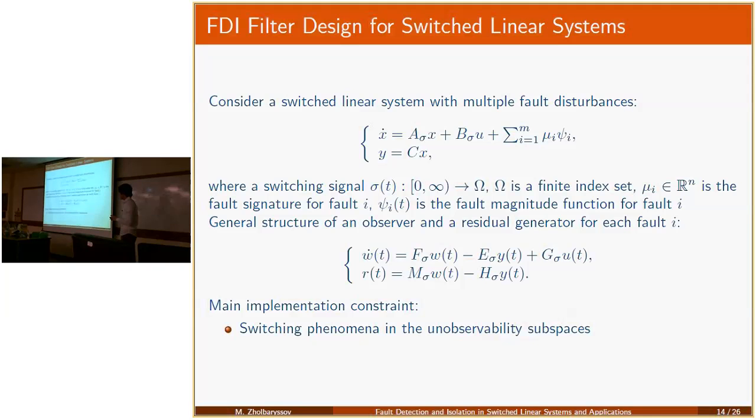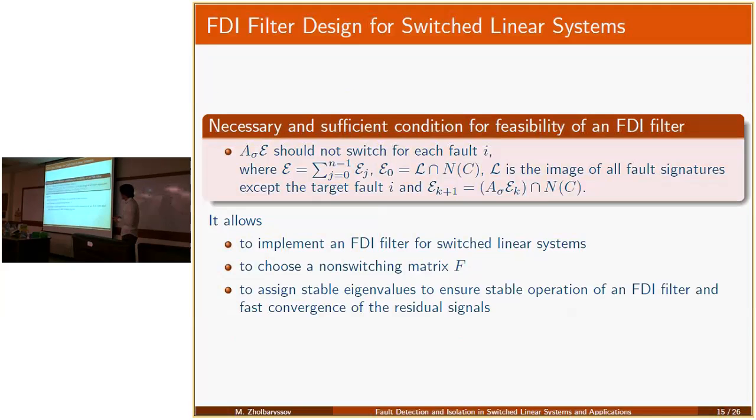And this causes one big problem, the switching phenomenon in the unobservability subspace. When the unobservability subspace switches, we don't know how to construct a reduced order observer for that subspace. So we need to look at this problem more, and we derived a condition which must be satisfied in order to avoid this switching phenomenon and implement our fault detection and isolation filter for switched linear systems. And this necessary condition is not difficult to derive.